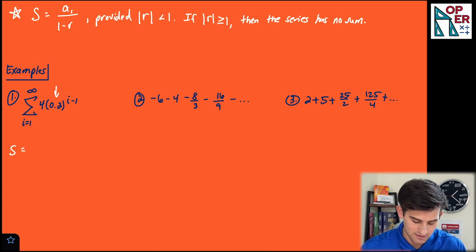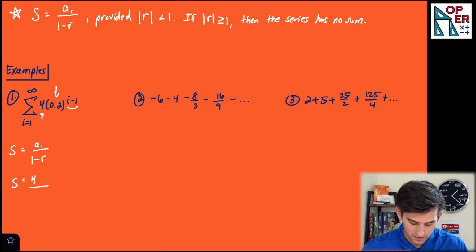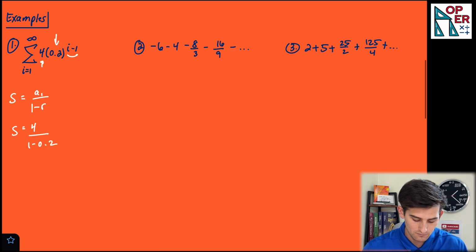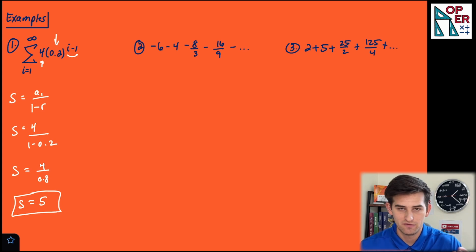So let's say S is equal to a_1 divided by 1 minus r. Okay, so a_1 is going to be listed right here as 4, because I see this is i minus 1. So now we're going to put a 4 there, and then we're going to divide by 1 minus 0.2. Now 1 minus 0.2 is just going to be 0.8, and we could do 4 divided by 0.8, and that's going to give me a sum of 5. Okay, so the sum of the sequence for number 1 would be 5.